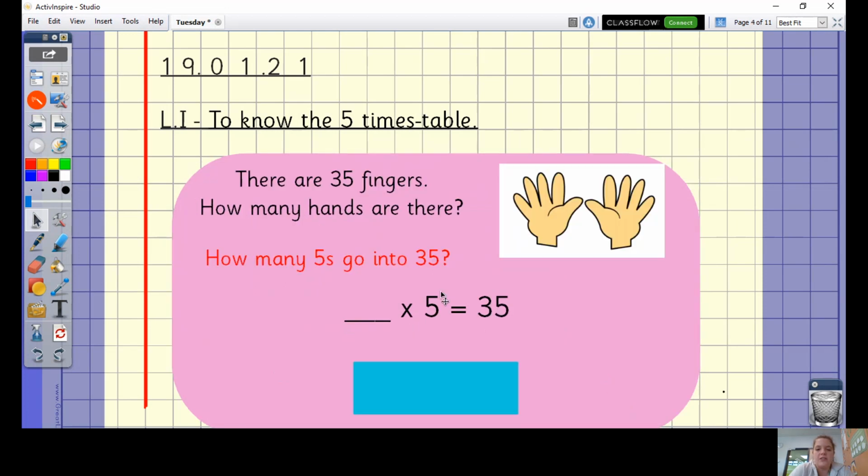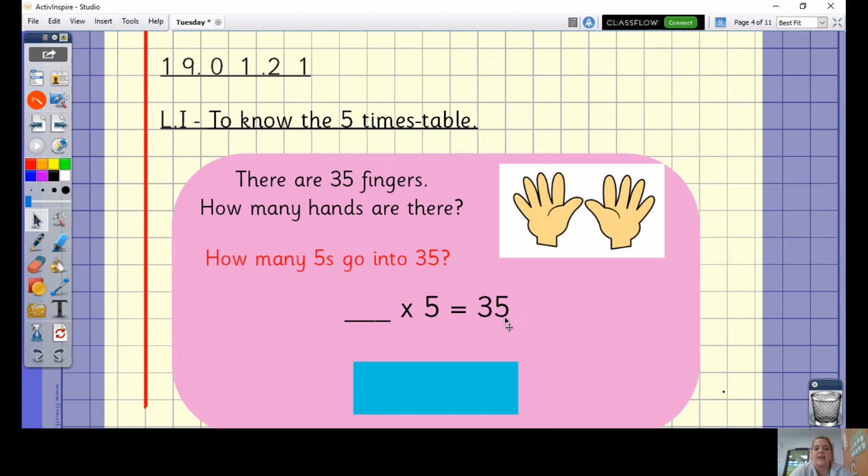Let's have another little go. So this is the same as the challenge we were just looking at. So there are 35 fingers. So 35 is our answer, as you can see in this number sentence here. But we want to know how many hands there are.